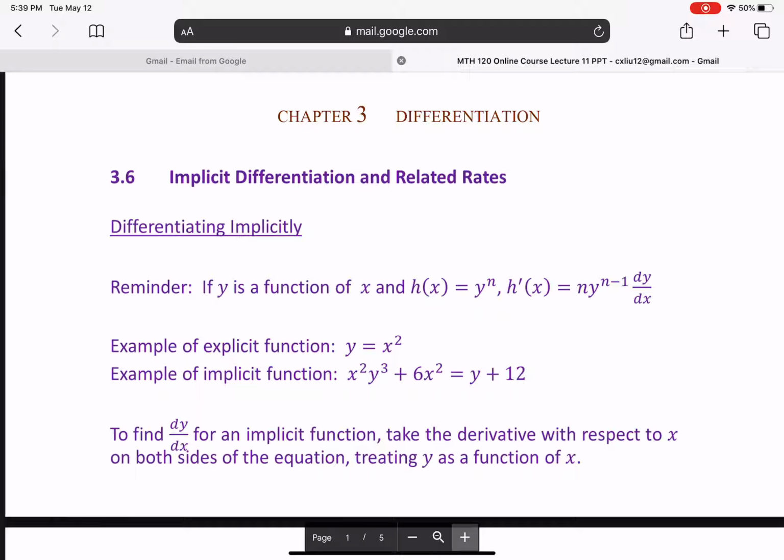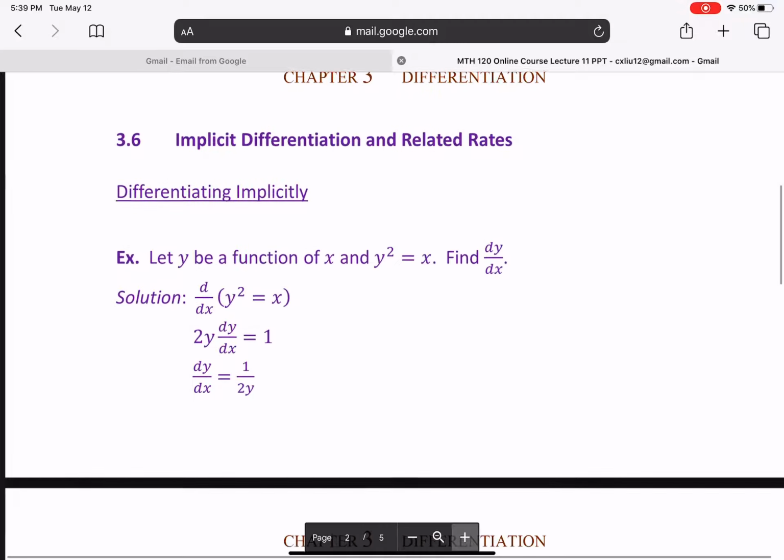So how do we take the derivative in this case? How do we find dy over dx for an implicit function? It turns out that we need to take the derivative with respect to x on both sides of the equation, treating y as a function of x, and then solve for dy over dx from the resulting equation.